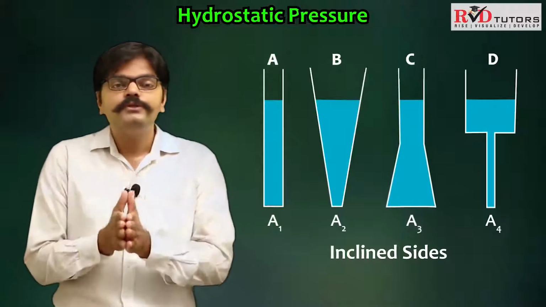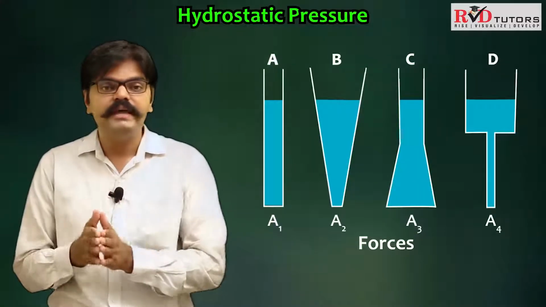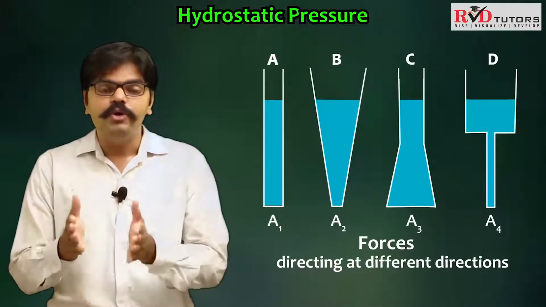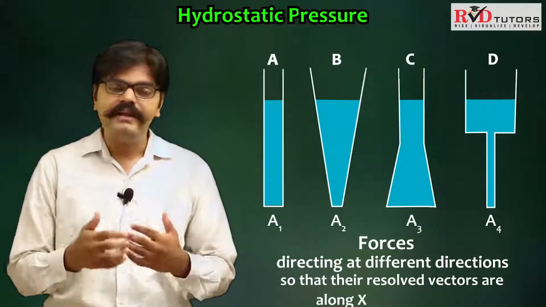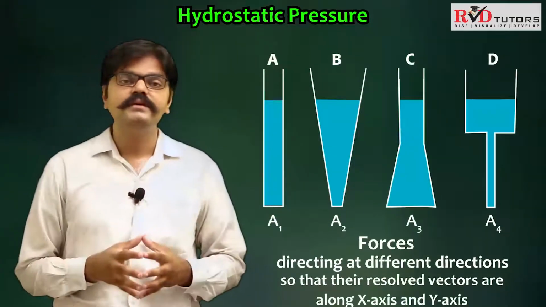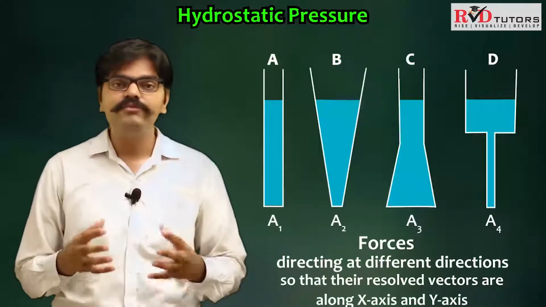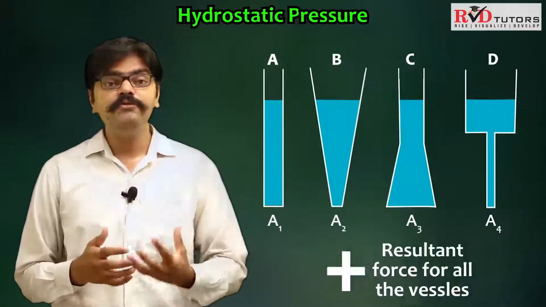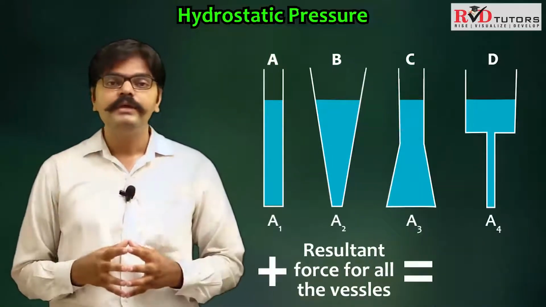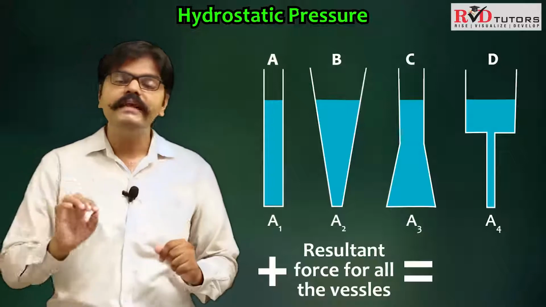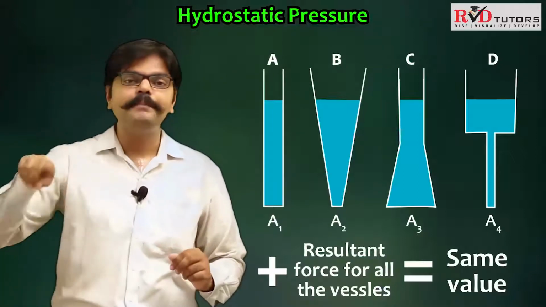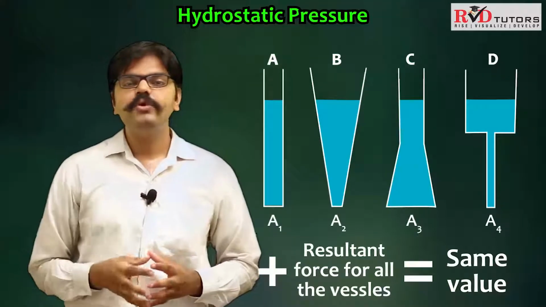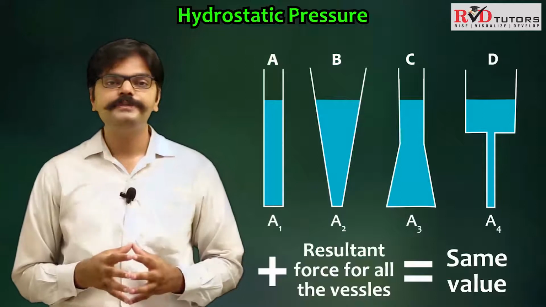Now, because of these forces, since they are directed in different directions, they need to be resolved so that the resolved vectors are along the x and y axes, and when all these x and y axis forces are summed up together, a total effective force, a resultant force, is calculated for all 3 of them. You will get the same value for all, and all this is happening just because of the inclined surfaces of the vessel. So that is what we need to discuss about hydrostatic pressure.